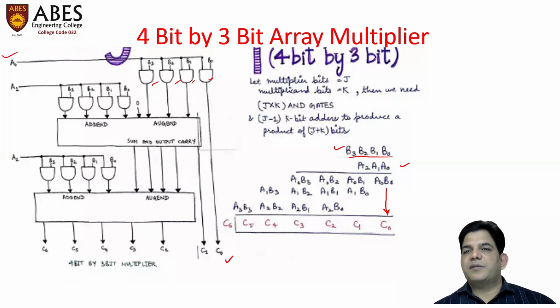And because we have the 4-bit by 3-bit multiplier, we have 7 outputs, C0, C1, C2, C3, C4, C5, C6. And second, we need the 4-bit adder. The first row is A0 B0, A0 B1, A0 B2, A0 B3, and then shifted by 1 position. Then we perform A1 B0, A1 B1, A1 B2, A1 B3. So we can perform these 2 partial additions.